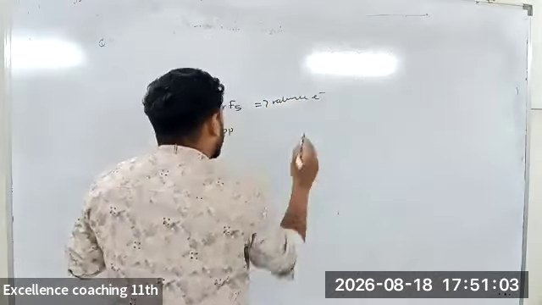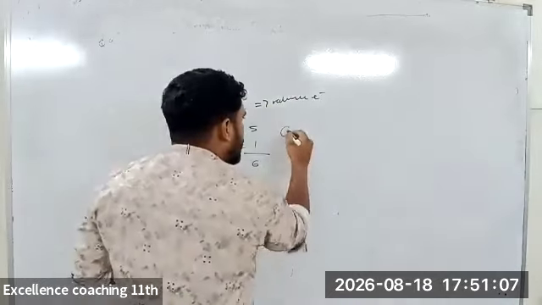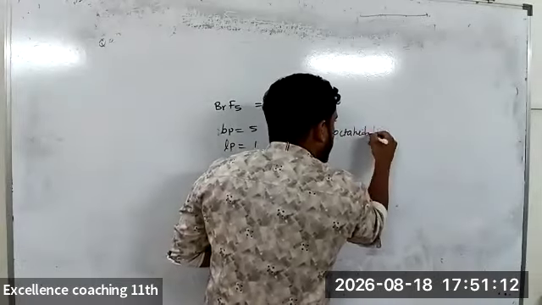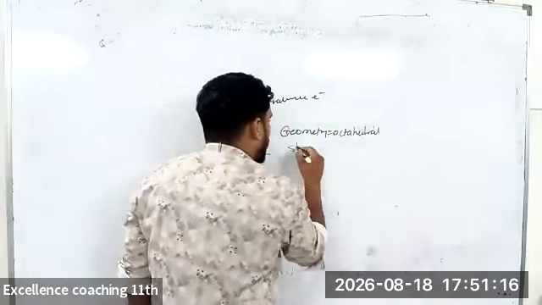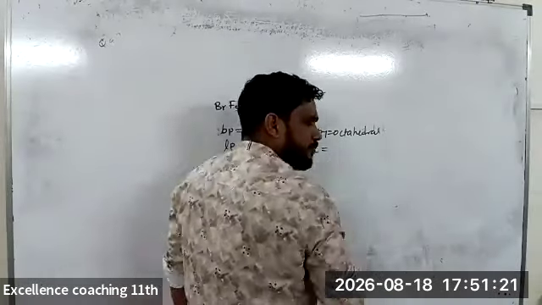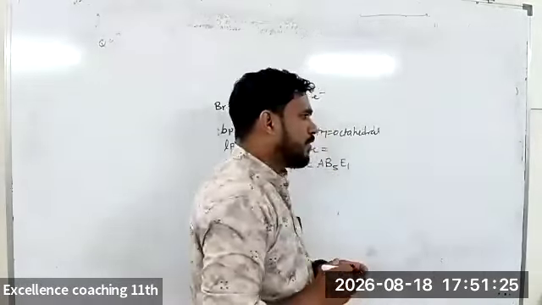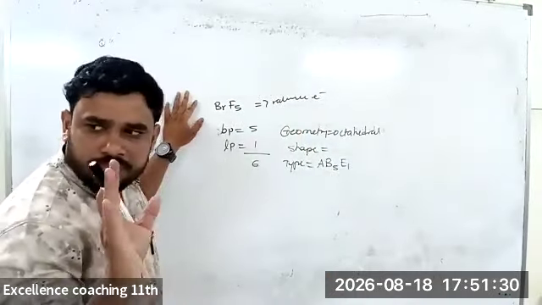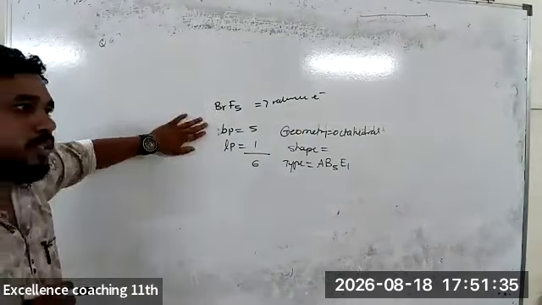So 7 valence electrons, bond pairs 5, lone pair 1, total count is 6. The count is 6, so what is the geometry? What is the shape type? AB5E1.